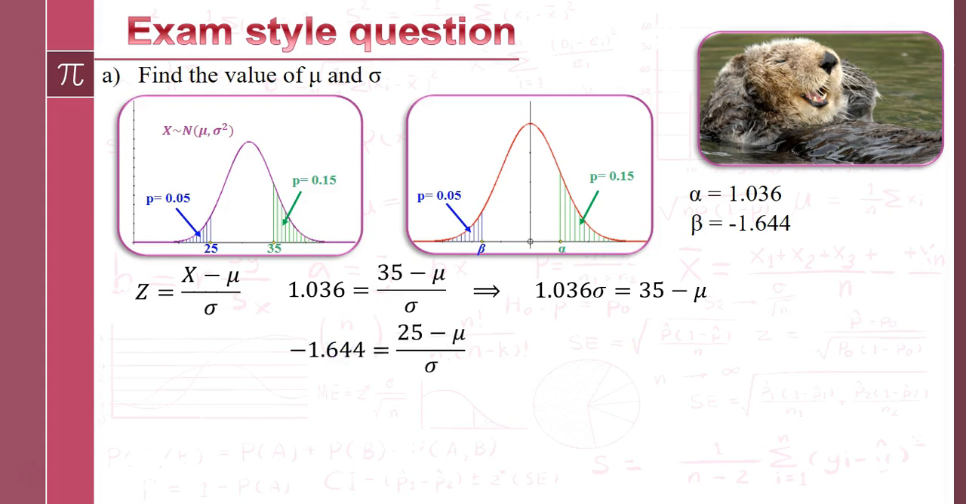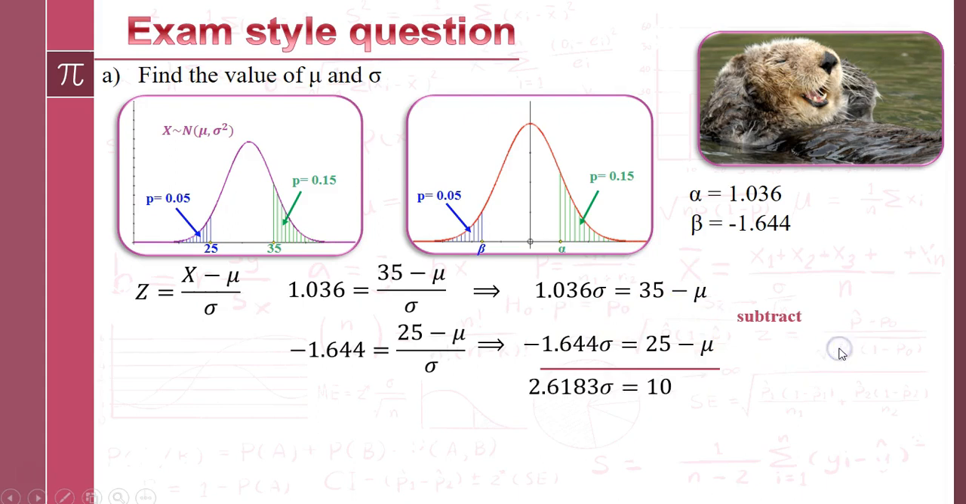Same thing with our values for beta and the fact that 5% were less than a mass of 25. Bit of rearranging. And when you do the rearranging, the nice thing is you tend to find that it's the mu's that will cancel out quite simply. Do a bit of subtracting. And there we go, out pops your value for sigma. And we've got sigma equals 3.73.